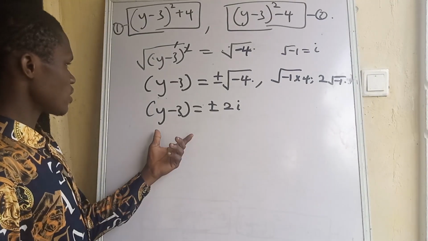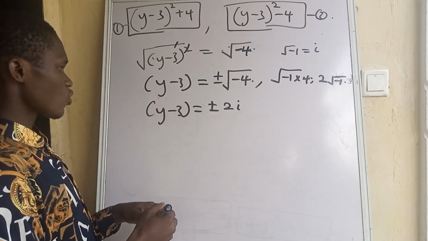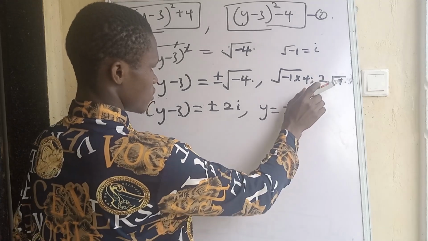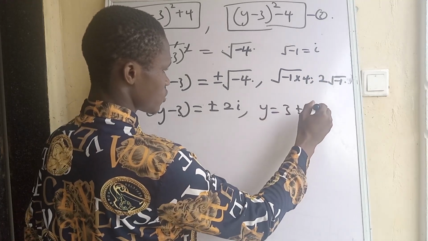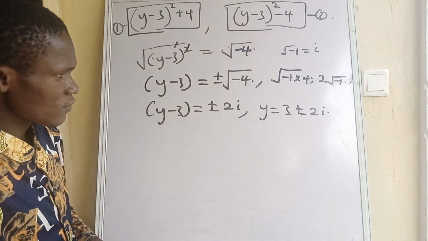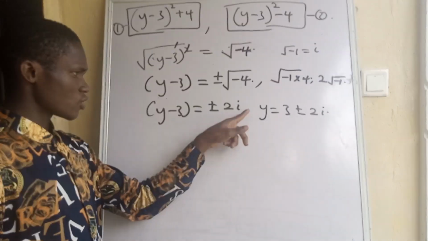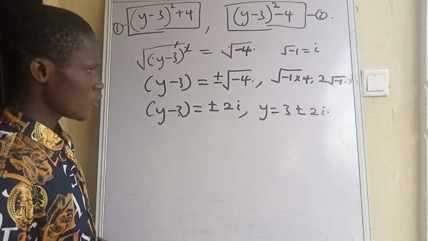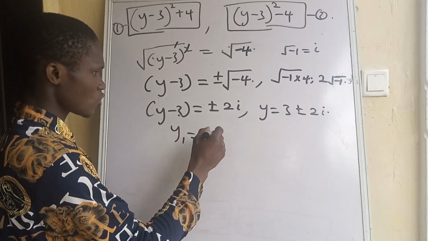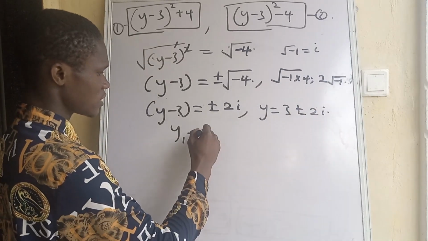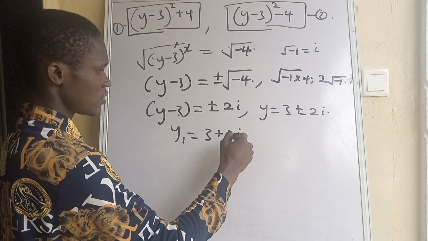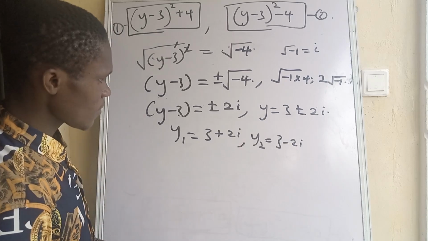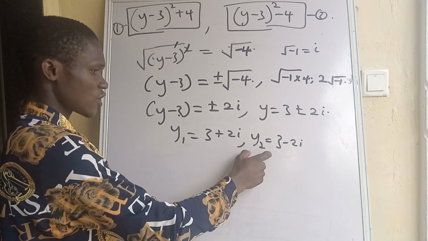So having done this, what are we going to do? We are looking for the value of y, so making y stand on its own, we bring the 3 to the other side, and it turns to a positive sign. So y equals 3 plus or minus 2i. Because we now have two signs here, y1 equals 3 plus 2i, and y2 equals 3 minus 2i. So this is the first and second value for y.